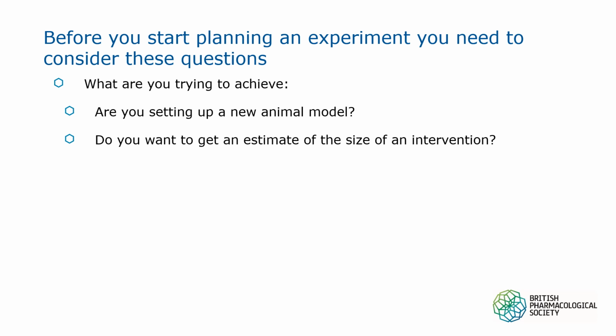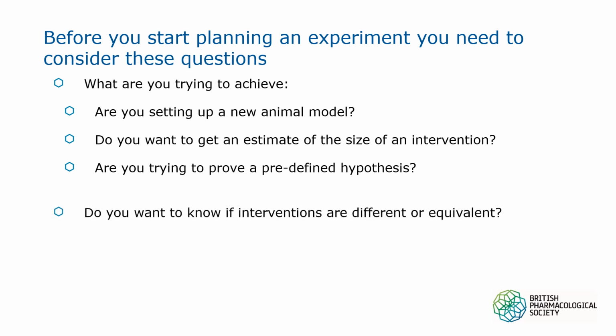Alternatively, you might have an established animal model, but you don't know how big the size of the response to the intervention may be. Finally, you may be able to predict the outcome of the intervention, but you need to confirm the prediction is reliable using an independent experiment to test the predefined hypothesis. Each of these scenarios requires a different experimental design.